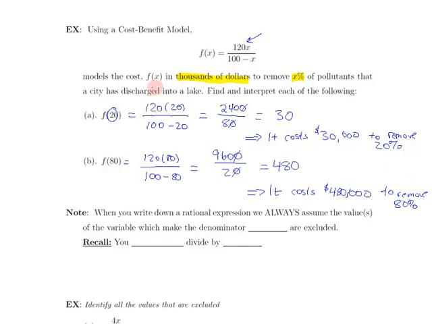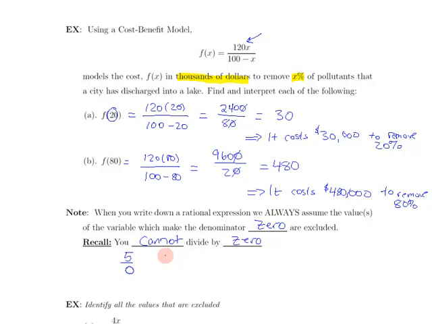Okay, so that's how we might use a function like this, where a particular model has been set up for us that we are then able to use. Again, let me note this. When you write down a rational expression, we're always going to assume that the values that make the denominator 0 are excluded, right? You cannot divide by 0. Now, you've probably been told that over and over, but have you ever asked yourself why? Why can we not divide by 0? I mean, if I write down something like 5 divided by 0, why is that, say, not 0 or nothing?